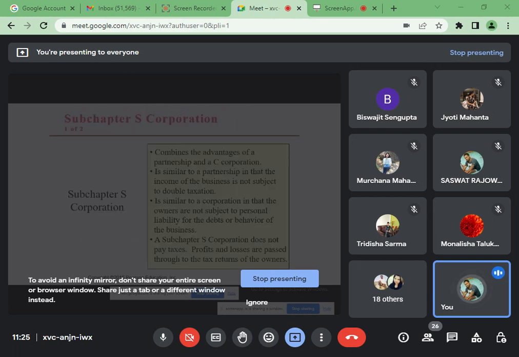A subchapter S corporation combines the advantages of a partnership and a C corporation. It is similar to a partnership in that the income of the business is not subject to double taxation, and similar to a corporation in that the owners are not subject to personal liability for the debts or behavior of the business. A subchapter S corporation does not pay taxes. Profits and losses are passed through to the tax returns of the owners.